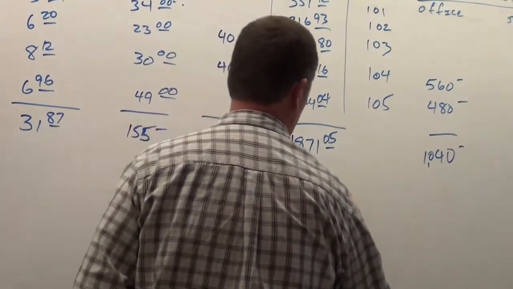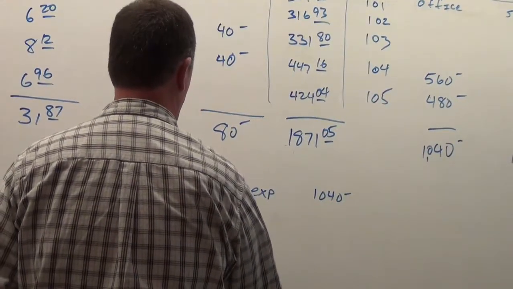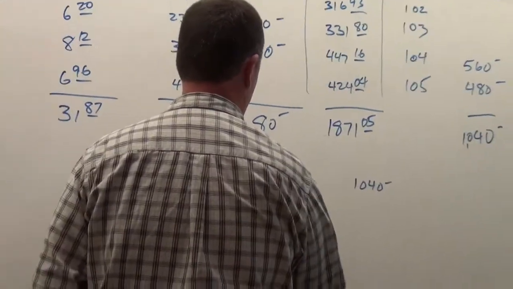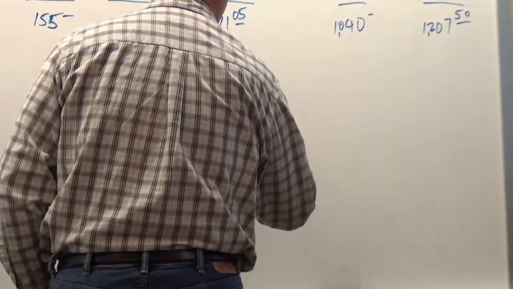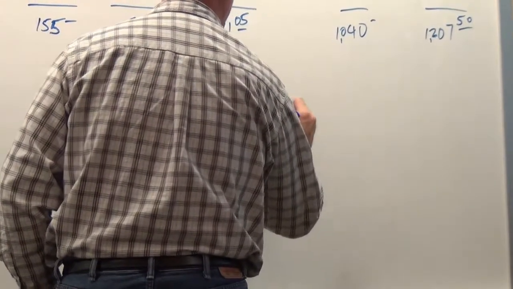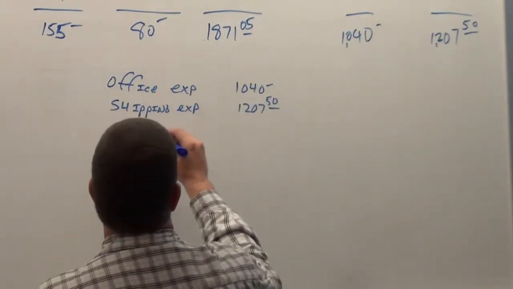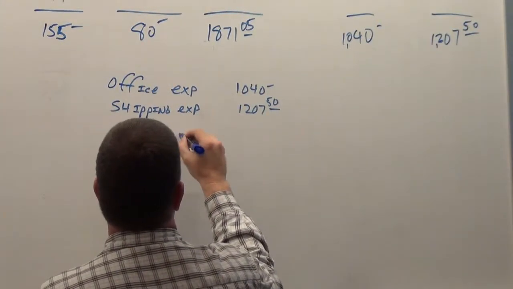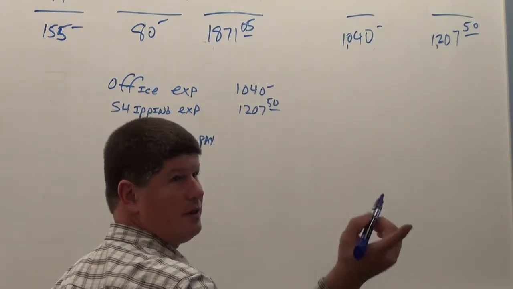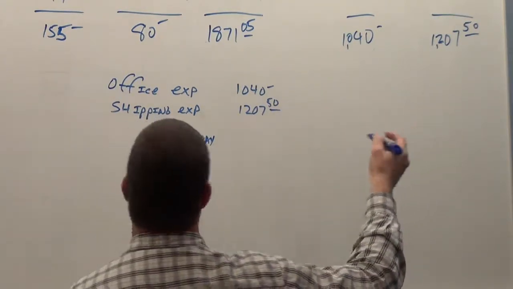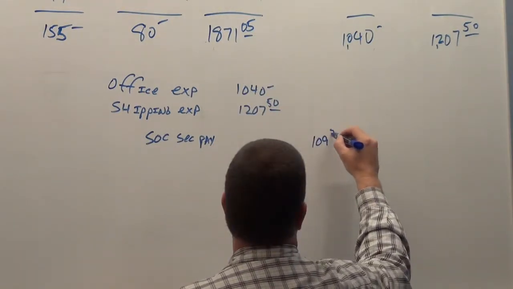Office expense is 1040. Shipping expense is 1207.50. Okay? Let's see. Social Security payable, because it's a liability, the company doesn't get to keep it, they owe it to the government. It's 109.58.